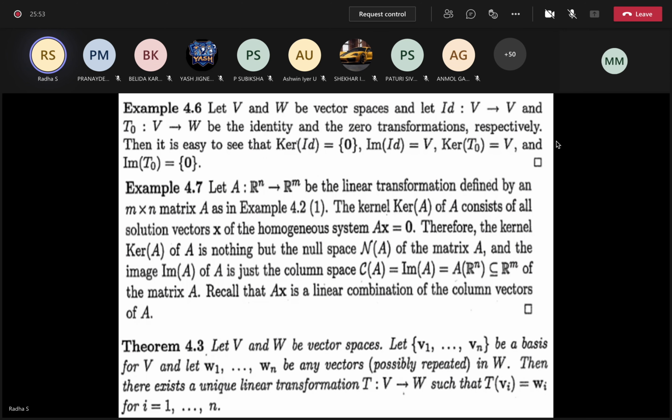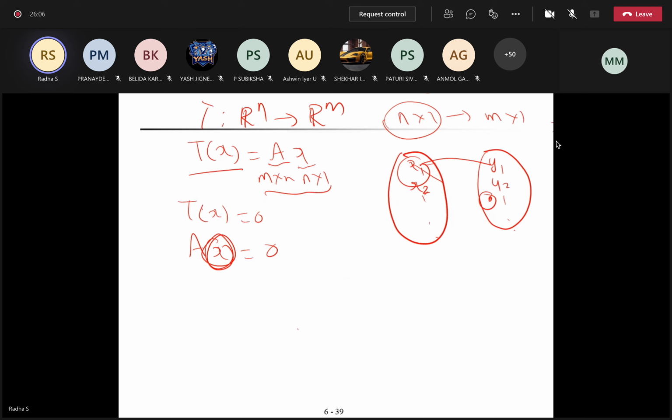Okay, please read this theorem 4.31 slightly. Yes, tell me. T of x is the transformation, yes. It is the transformation which takes x to Ax. And Ax is an m by 1 vector. x is an n by 1 vector.